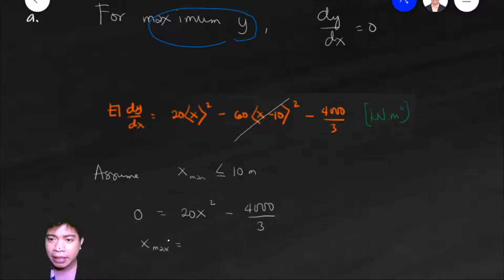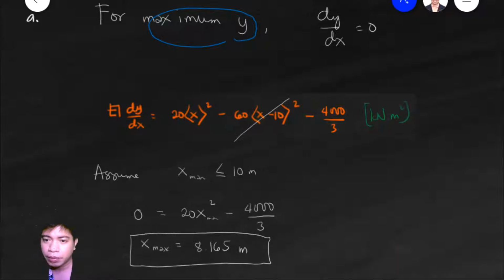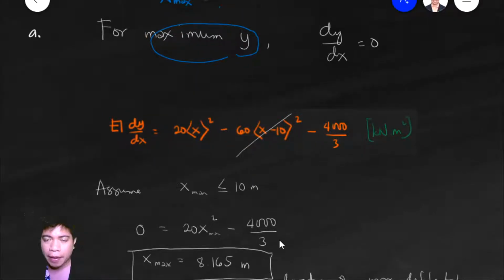Kung yung lalabas na x natin guys dito, ito yung ating x max, no? Kung yung lalabas guys na ating x is less than 10, then tama yung ating assumption. So, yun na talaga yun. Okay? So, yung ating x max guys is 8.165 meters and it is less than or equal to 10. So, therefore, ito na nga yung ating location of maximum deflection. Okay? Location of maximum deflection. So, yan na yung sagot guys sa first na tanong.